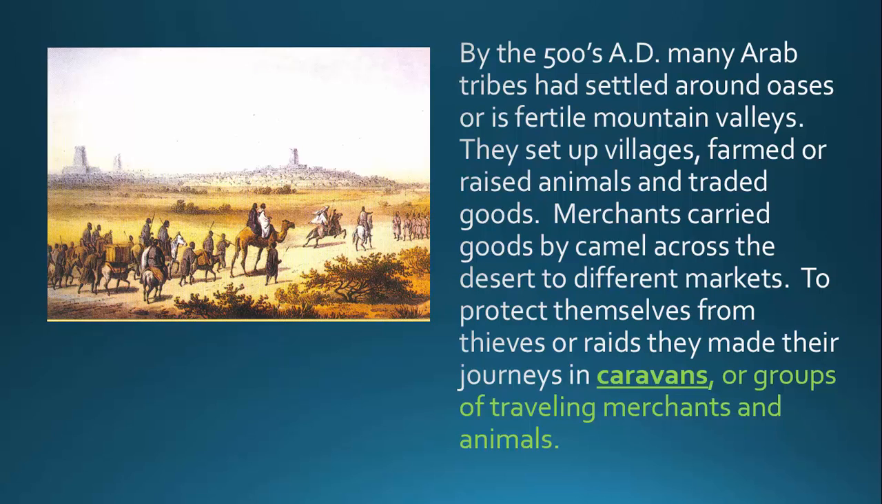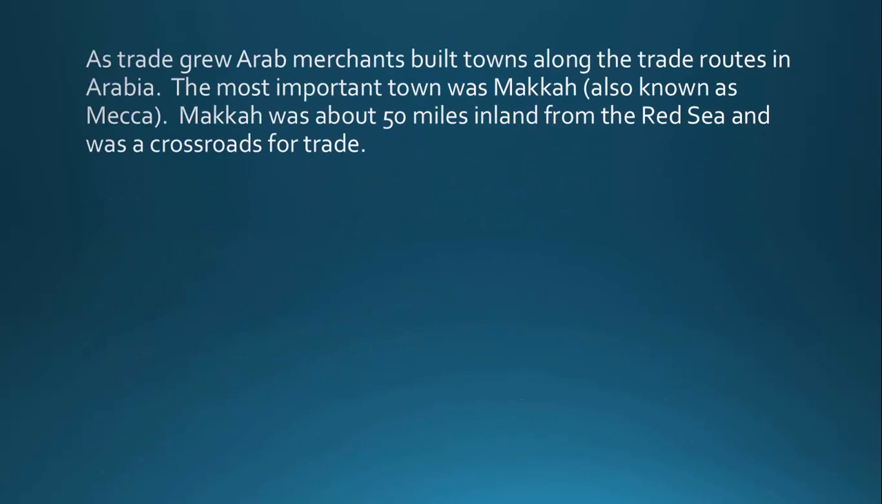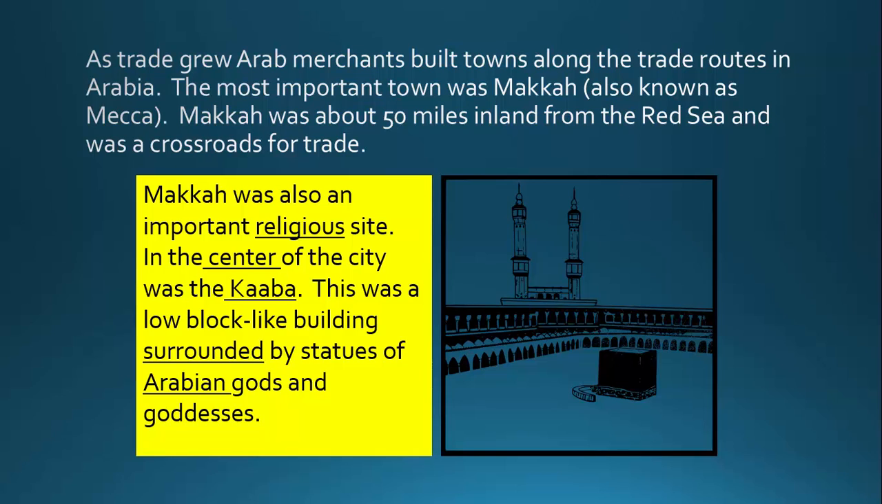Pause your video now to fill in the vocabulary word from this page. As trade grew, Arab merchants built towns along the trade routes in Arabia. The most important town was Makkah, also known as Mecca. Makkah was about 50 miles inland from the Red Sea and was a crossroads for trade. Makkah was also an important religious site. In the center of the city was the Kaaba. This was a low block-like building surrounded by statues of Arabian gods and goddesses. Pause your video now to fill in the guided notes from this page.